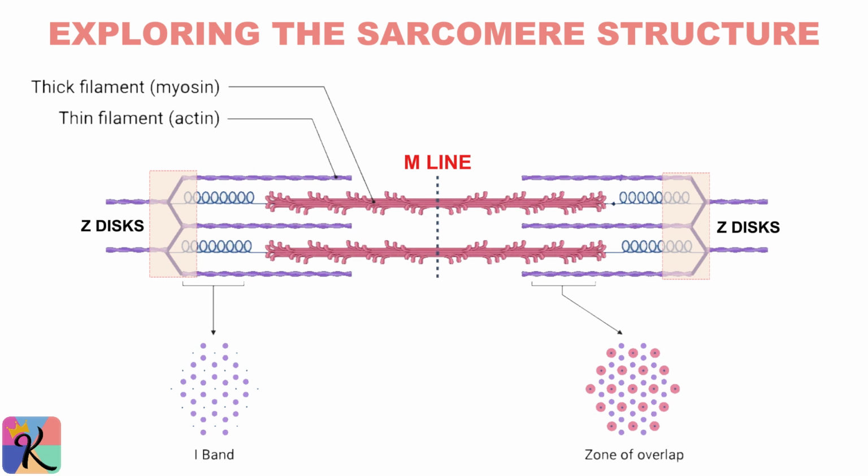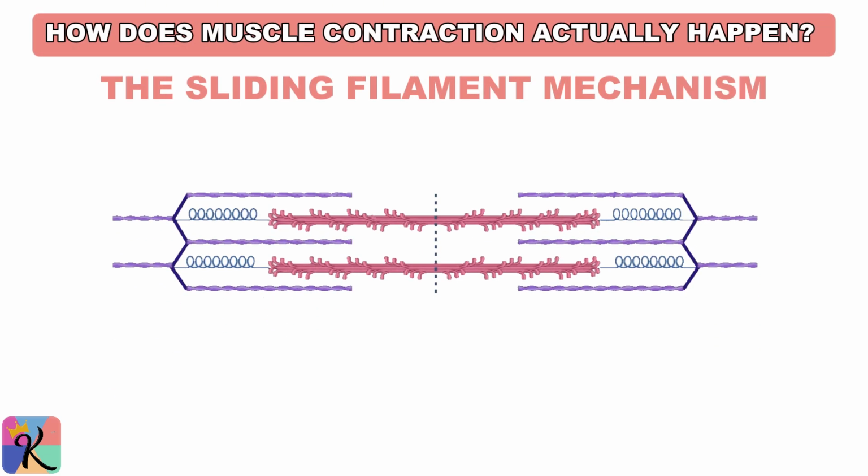The I band contains only thin actin filaments and appears light under a microscope. The A band encompasses the entire length of the thick myosin filaments and appears dark. This band includes areas where thick and thin filaments overlap. The H zone is a slightly lighter area within the A band where there's only thick filament with no overlap of thin filaments.